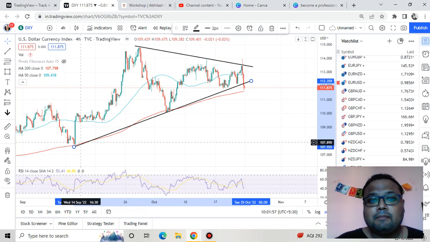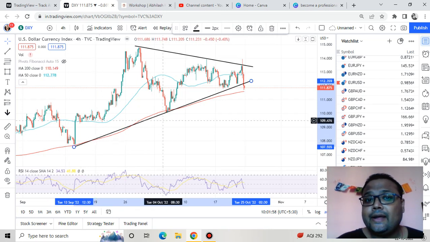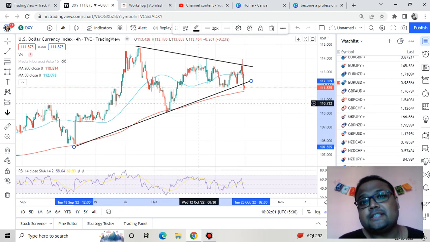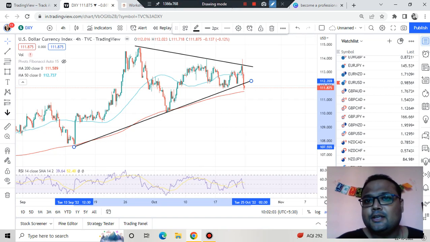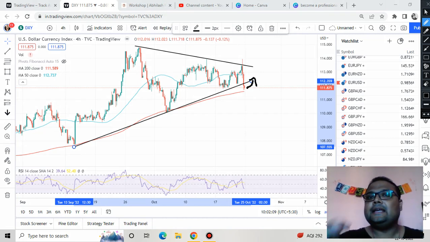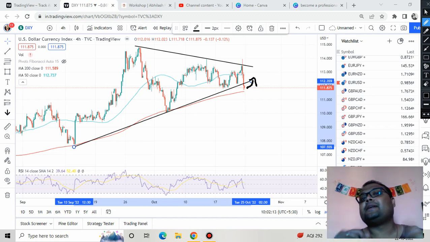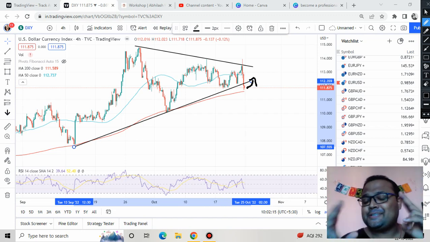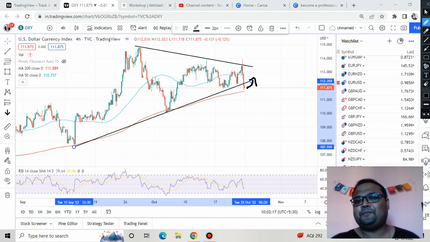You can see the market is still respecting the red line, the 200 moving average, as support here. So on Monday, if DXY tries to recover again, then it will enter inside the symmetrical triangle again, and by next week we can expect a breakout. So the expectation of a breakout is still not gone yet.